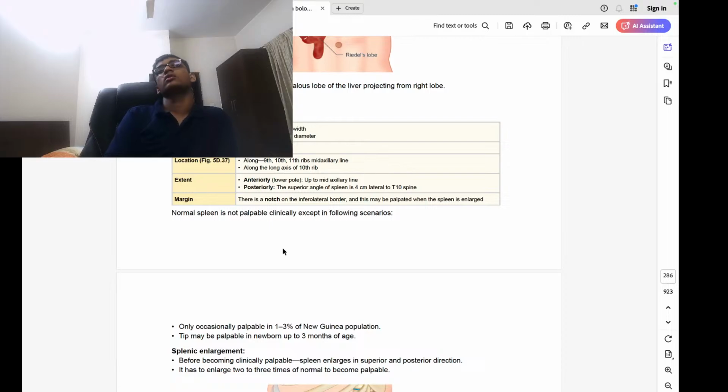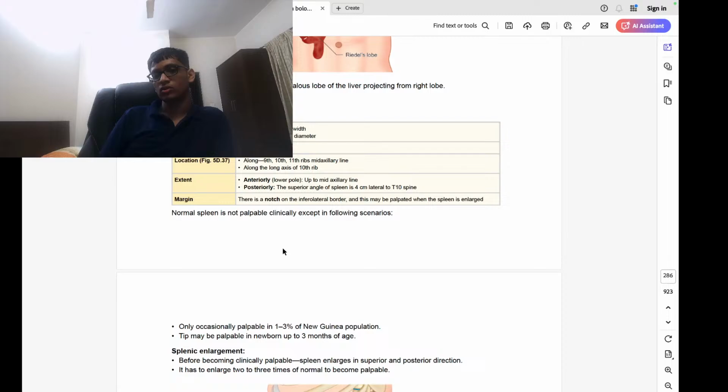The spleen is located along the 9th, 10th, and 11th ribs, mid-axillary line, along the long axis of the 10th rib. Anteriorly, the lower pole extends up to the mid-axillary line. Posteriorly, the superior angle of the spleen is 4 centimeters lateral to the T10 spine.